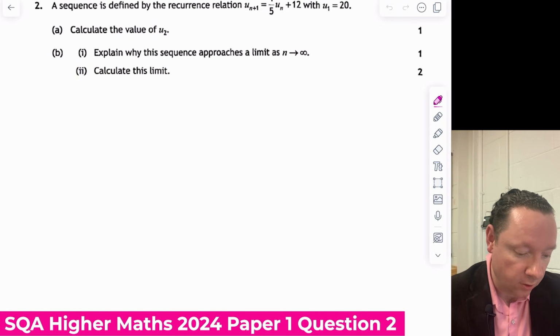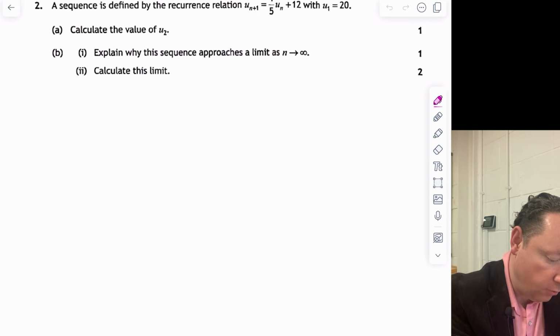SQA Higher Maths 2024, Paper 1, Question 2. A sequence is defined by a recurrence relationship. u(n+1) is a fifth u(n) plus 12, and u1 is 20. Calculate the value of u2.